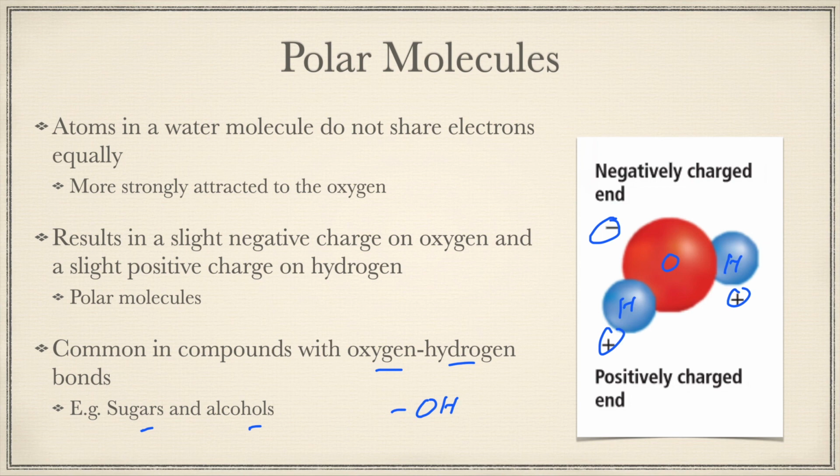Now, you could also have nonpolar molecules. A lot of these are hydrocarbons, which are made entirely of carbon and hydrogen. For example, this is methane. It is a hydrocarbon. It is a nonpolar molecule because there's no charge on it, so there's no positive or negative end to it. So this is a nonpolar molecule.